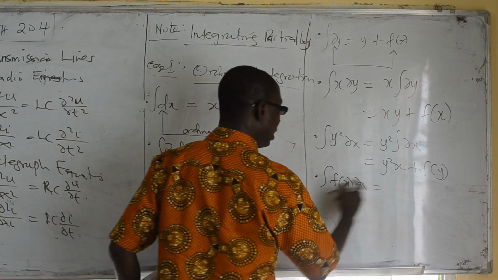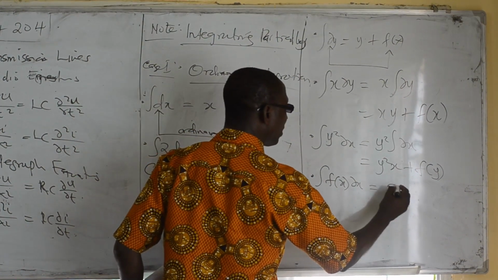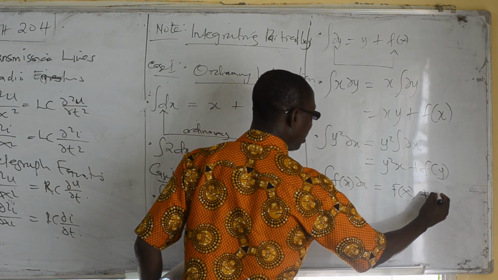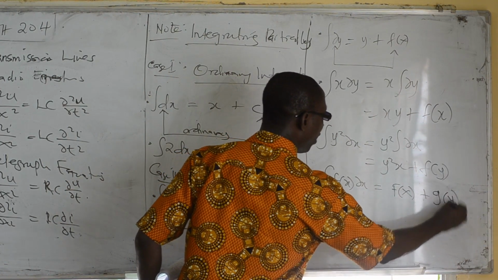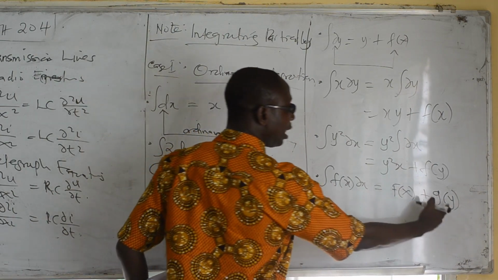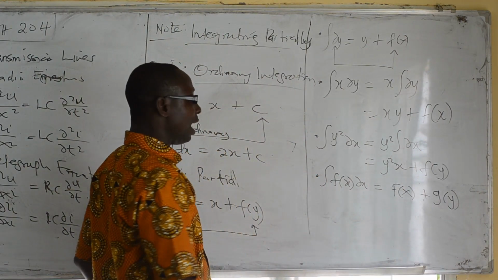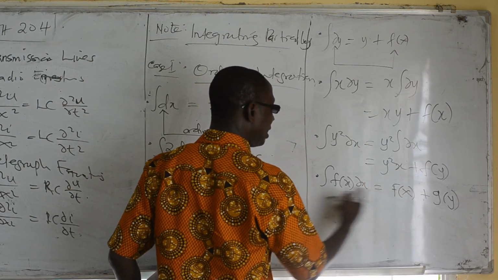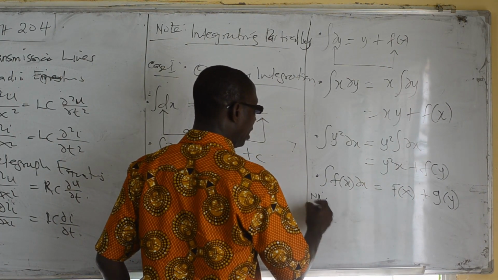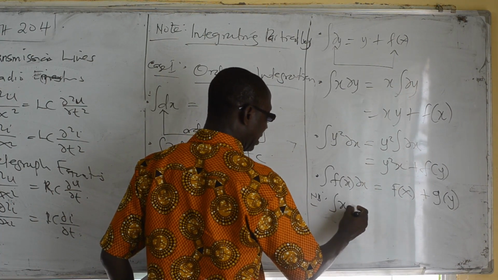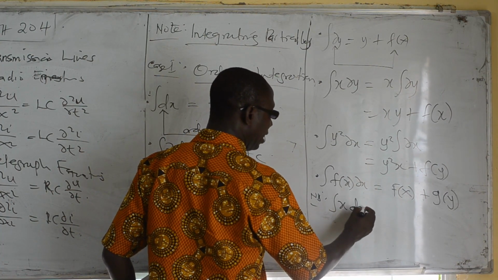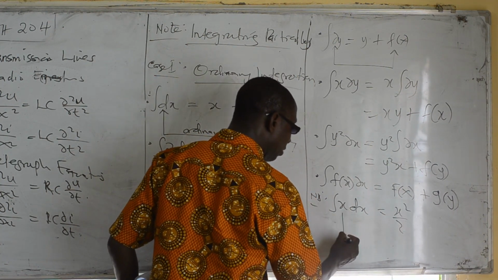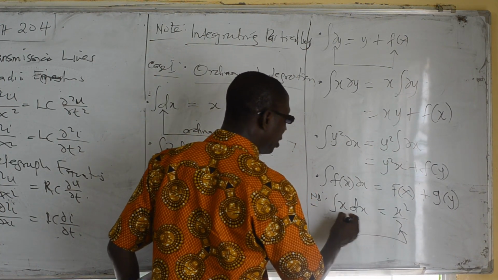I'm going to get, let's say small letter f, I'm going to get capital F of x plus g of a different variable. Because this is with respect to x, that constant will be a function of y. Why small f of x, why capital F of x? Look at this example. If I integrate anything in x, my answer is still going to be in x. Anything that I integrate in x, I'm going to get an answer that belongs to the same family.